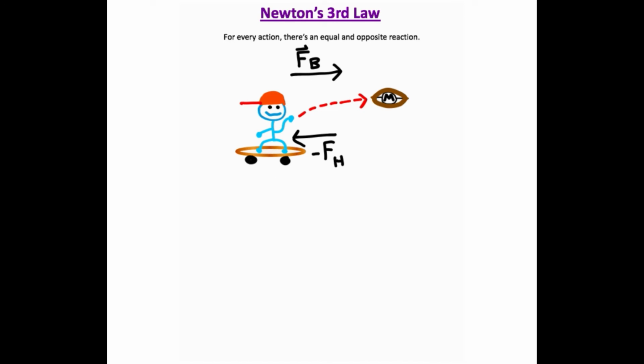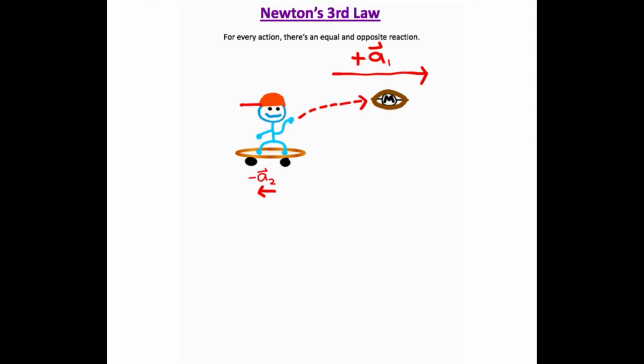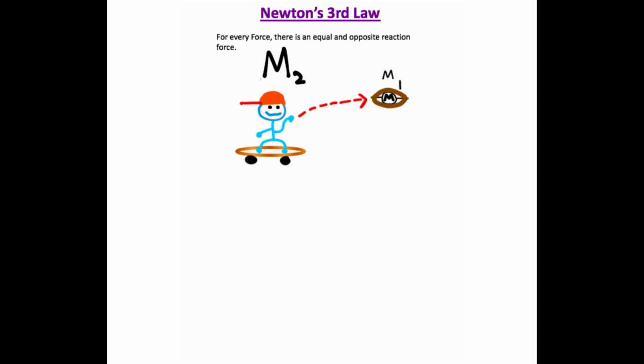Even though the forces are going to be the same in both directions, the accelerations are not going to be the same. The ball is going to accelerate much faster than you're going to accelerate backwards. And why is that? Well, the answer is mass. Your mass is much greater than the mass of the ball. So therefore the ball is going to accelerate much more than you are. Acceleration is equal to force over mass.